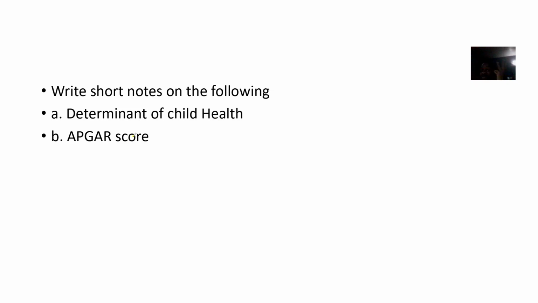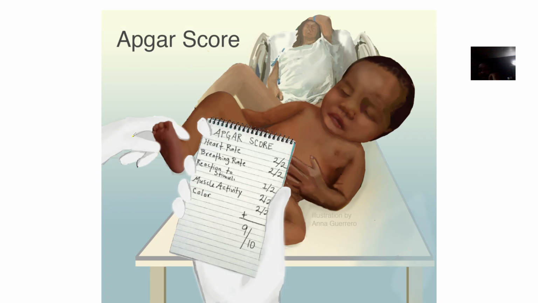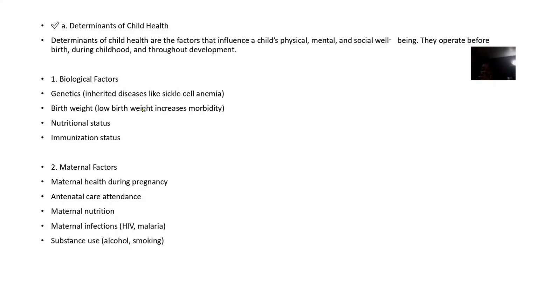You should write on determinants of child health. Also write on APGAR score. All right, so what we have here is this. We'll start with determinants of child health. Of course, the APGAR score is you trying to assess those determinants. Do you understand? That's why I said they're actually closely related topics.